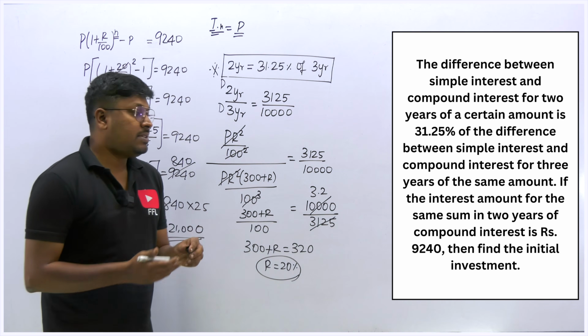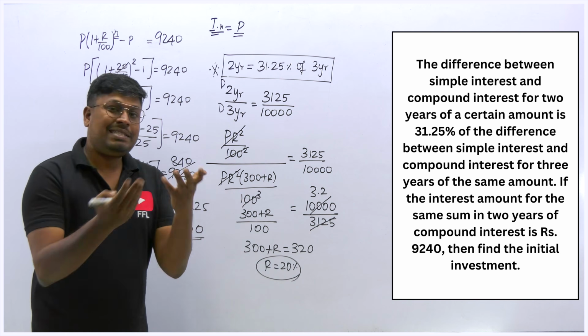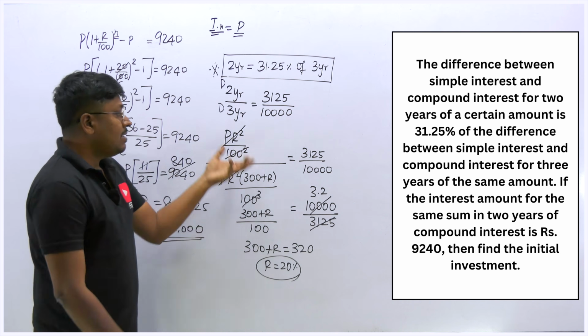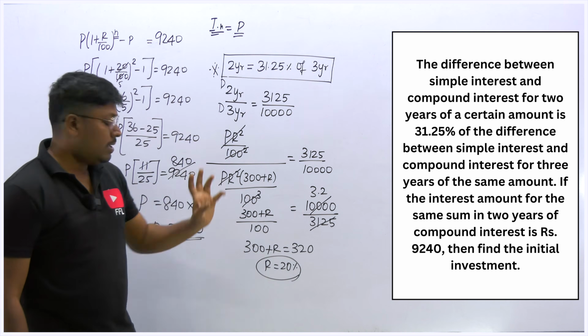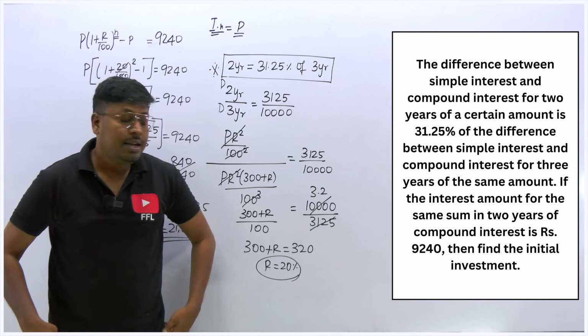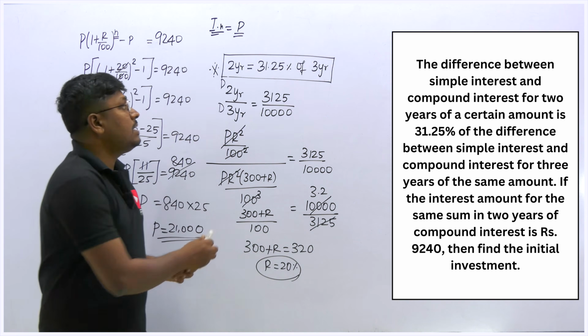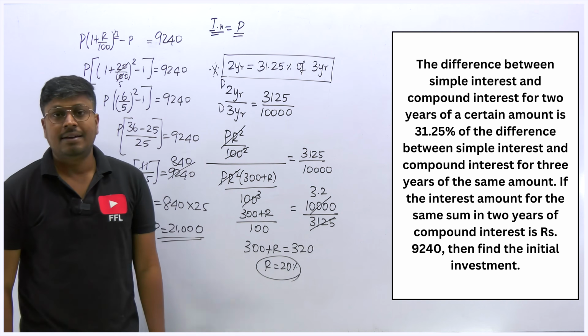This will be the answer for the question, because our target is to find the initial investment, and the same sum has been given. That means the principal is the same in both cases. So we can say that the principal will be 21,000. Right? So it is a very interesting question, and this part alone is important. So that is how we applied it to find the answer.